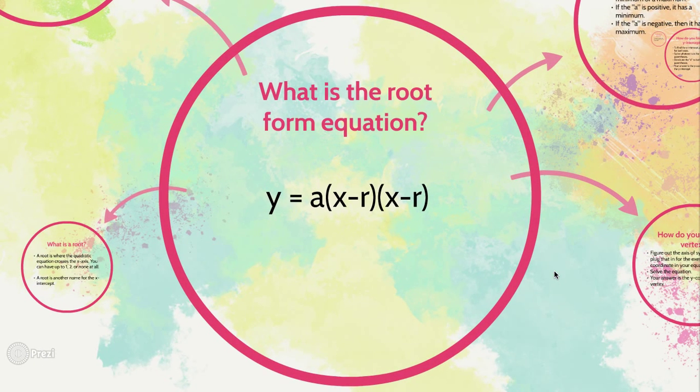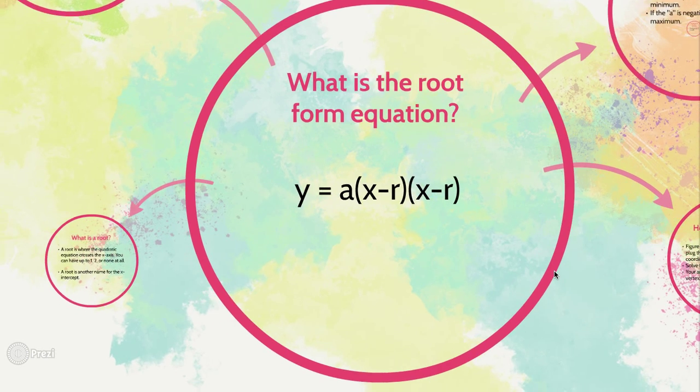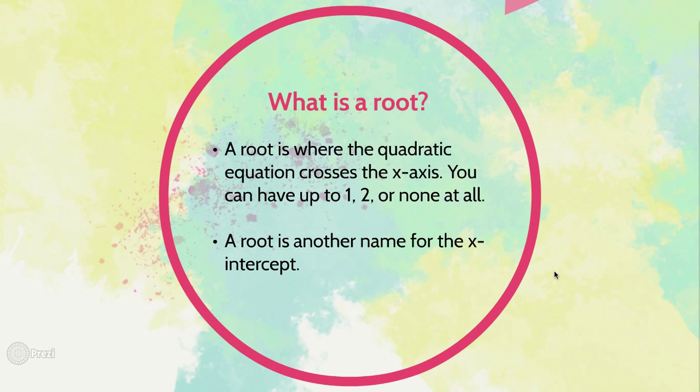So the equation for the root form is y equals, or f of x equals a times x minus root 1 times x minus root 2. A root is wherever the parabola of your quadratic equation crosses the x-axis, and you can have 0, 1, or 2 roots. Another name for root is the x-intercept, zero, or solution, but the most common name is a root.